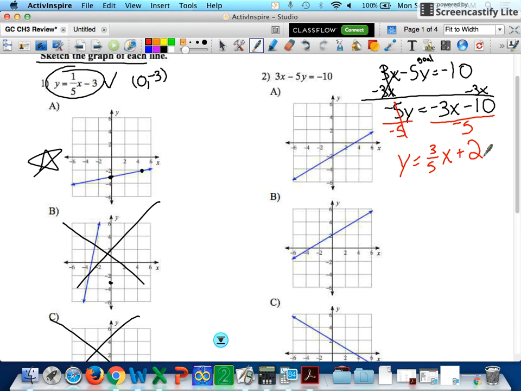Now I just got to find the graph for that. Now, in the last one, I did it by hand. This one, again, you can do it by hand. It's very easy. Find which one goes through +2. I would already be marking out A. A does not go through (0, 2).